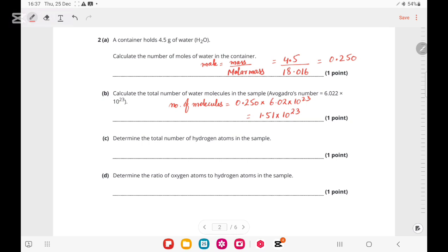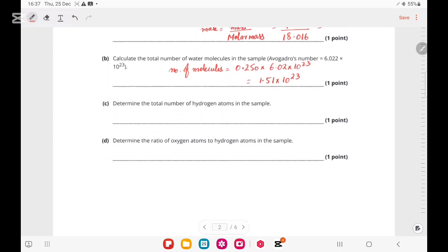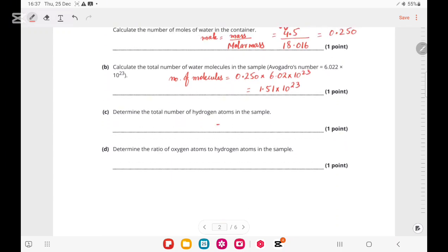And then we have to find out the total number of hydrogen atoms. We know in water we have 2 hydrogen atoms, okay, and there is only 1 oxygen atom. So in order to find out hydrogen atoms there, I am just going to multiply 2 with 1.51 times 10 raised to power 23 in order to find for hydrogen atoms. So it comes out to be 3.01 times 10 raised to power 23.